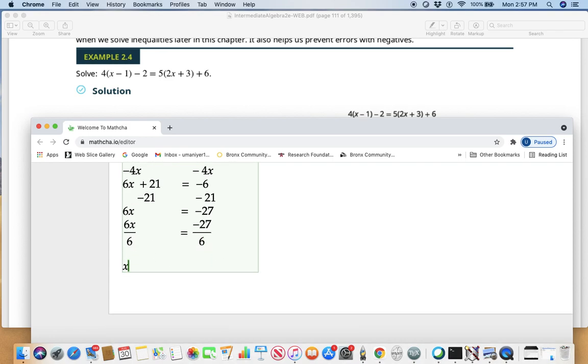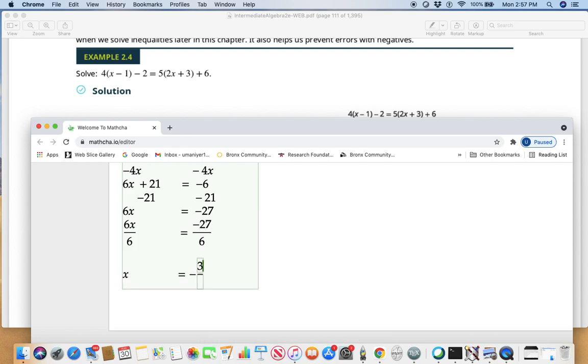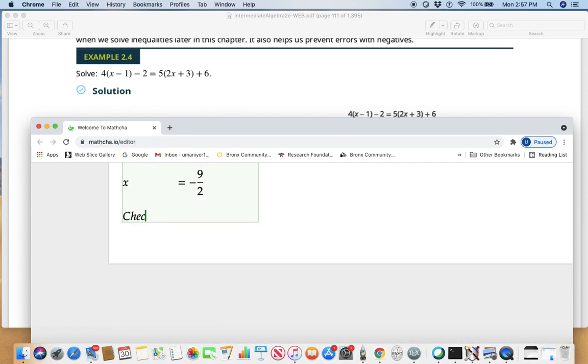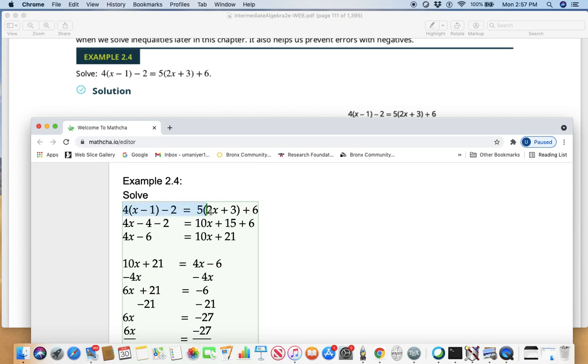Left hand side reduces to x. Right hand side, well, there is a negative. 27 and 6. 3 is a common factor. Okay, so 3 times 9 upstairs and 3 times 2 downstairs. So that's 27 and that's 6. So 3 gets cancelled and you're left with negative 9 over 2. At this point, don't stop, check. You're going to check x equals negative 9 over 2 in your original equation.